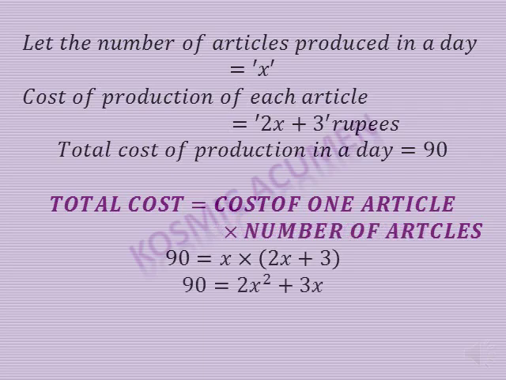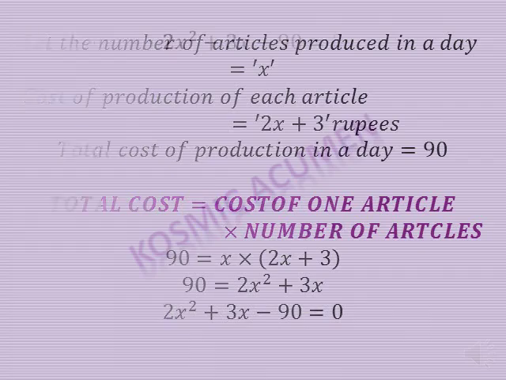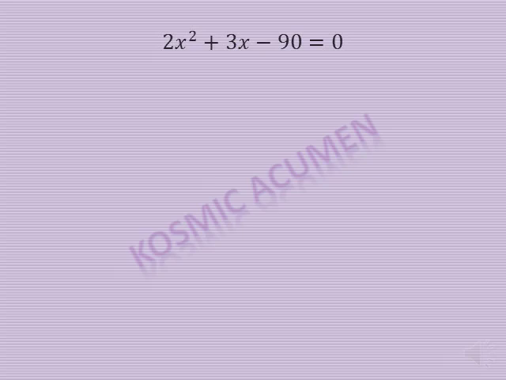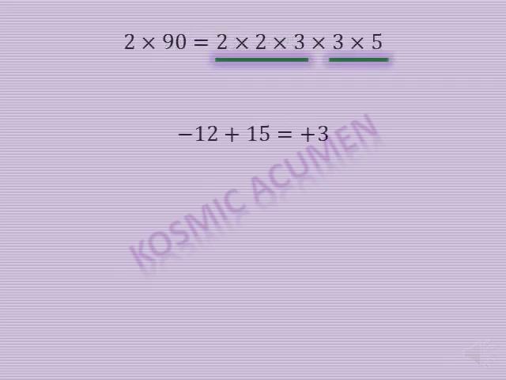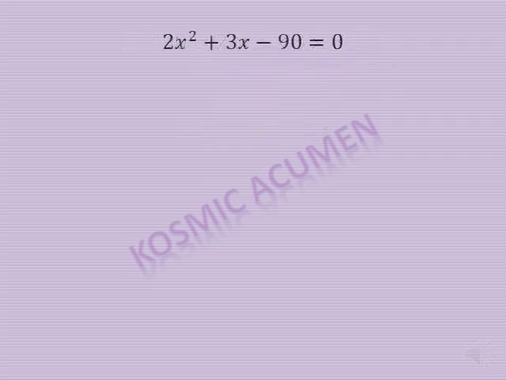We open the brackets and we take 90 on the RHS and we get 0 is equal to 2x square plus 3x minus 90. On further rearranging, we get 2x square plus 3x minus 90 is equal to 0 as the quadratic equation. Now further solving, we see that plus 3x can be written in terms of the factors of 2 and 90 as minus 12x plus 15x.